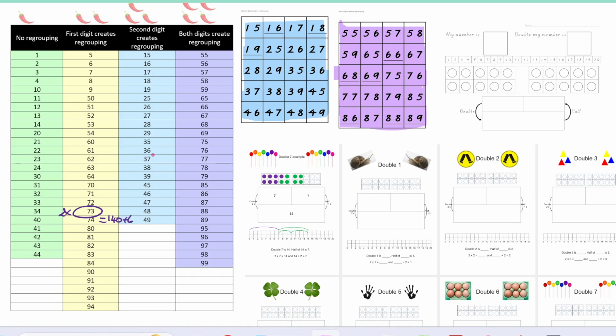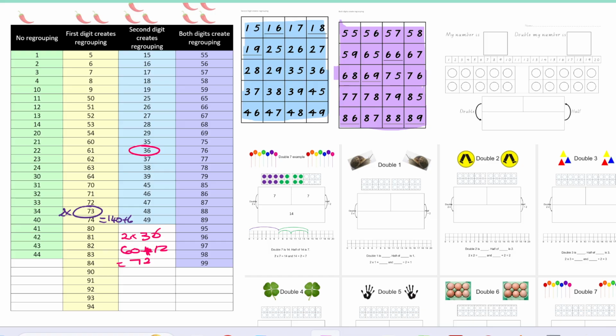Whereas when you regroup on the second digit, which is where the doubling occurs, say I've got 36. Well, I've got 2 lots. So there's a 36. I've got 2 lots of 30, which is 60, and 2 lots of 6, which is 12. So I've got altogether 72. So that requires the renaming and regrouping of 60 plus 12 into 72.